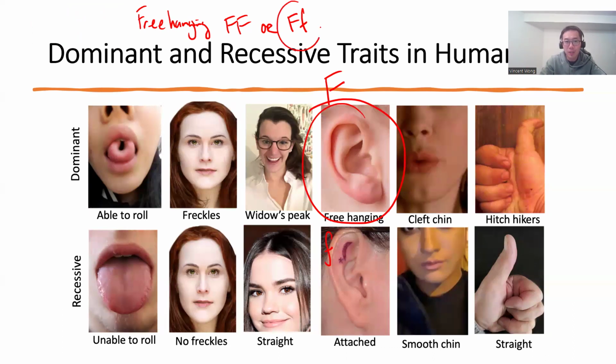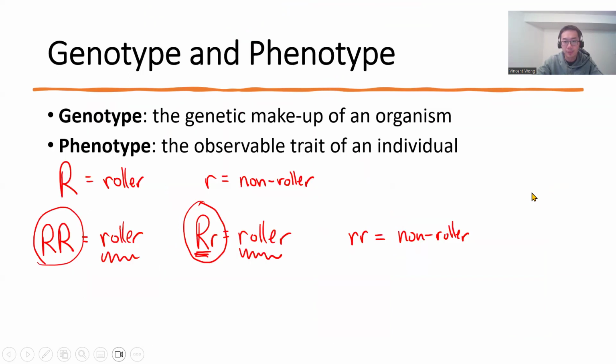So if the father is big F, small f, and the mother is also big F, small f, then there is a chance that the kids are gonna have attached ear as opposed to free hanging. Because the father can pass on the small f and the mother can pass on the small f, and the kid's gonna have small f, right? So we're gonna go through a few more of these examples to help you understand. So here we go.